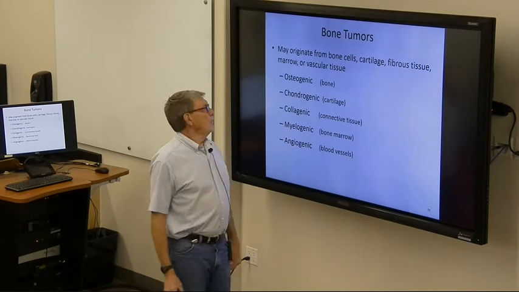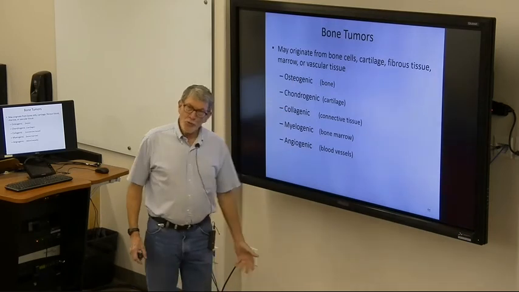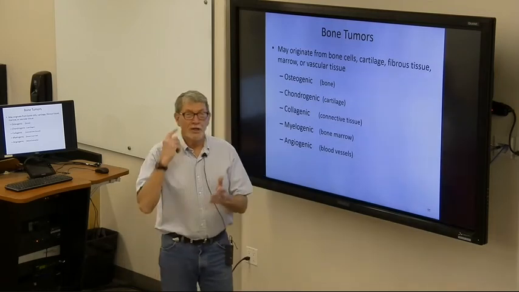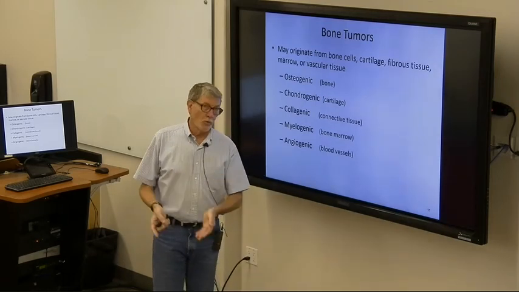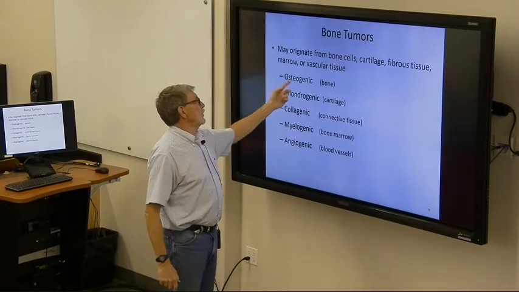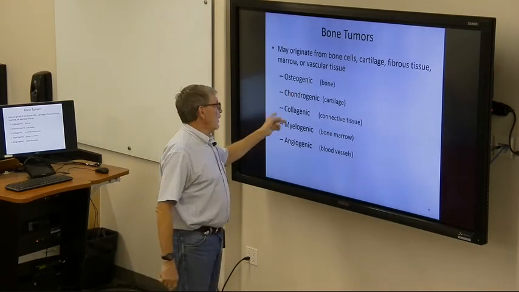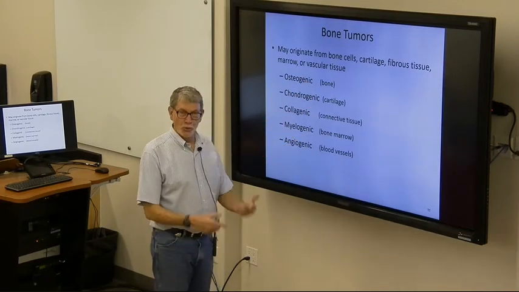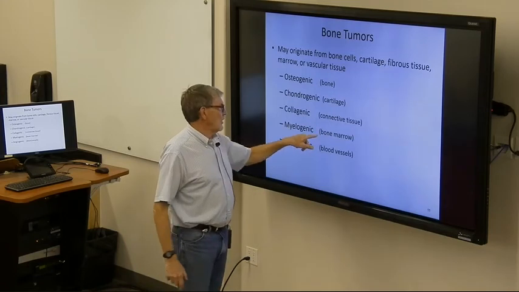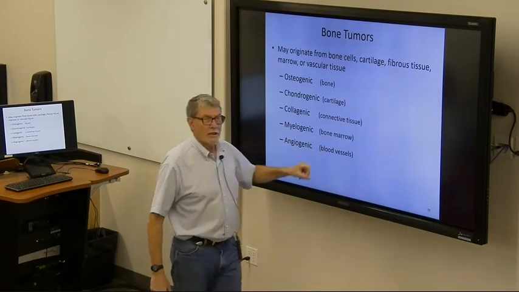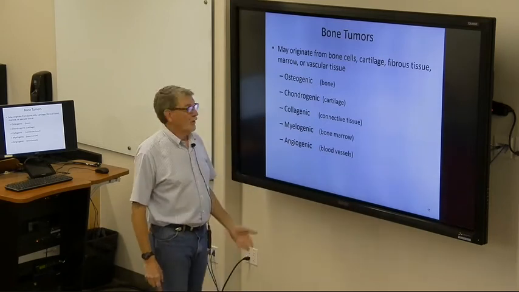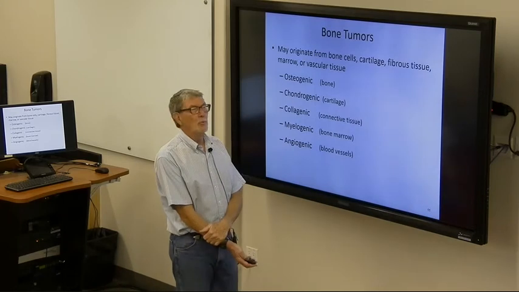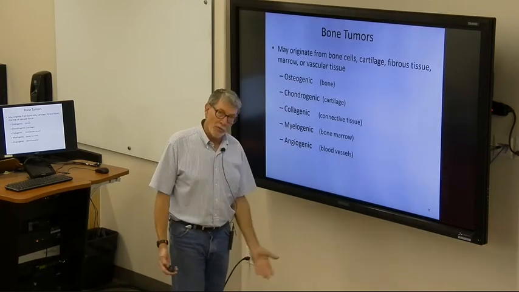Move back to the skeleton, talk about some different kinds of bone tumors. Well, bones are organs. They have a lot of different kinds of tissues. Any of those could go out of control and overgrow and become cancerous. Osteogenic comes from bone cells. Chondrogenic comes from the cartilage on the bones. Collagenous, connective tissue around the bones. Myelogenic is from bone marrow. Angiogenic is blood vessels in the bones. So all of these are possibilities for bone tumor formation, cancerous or otherwise.